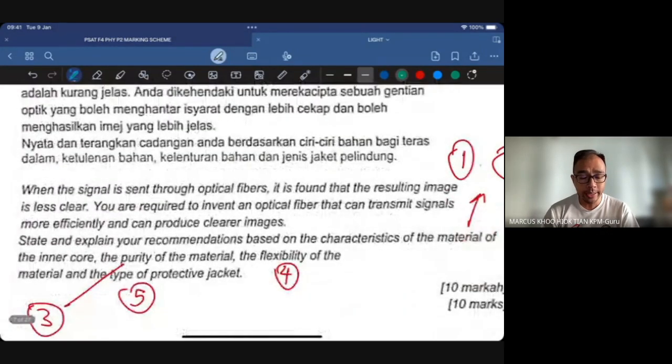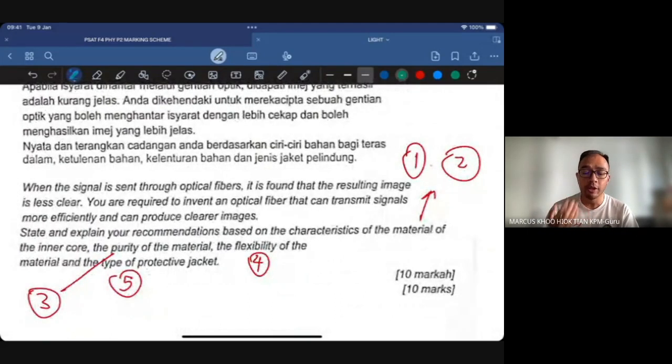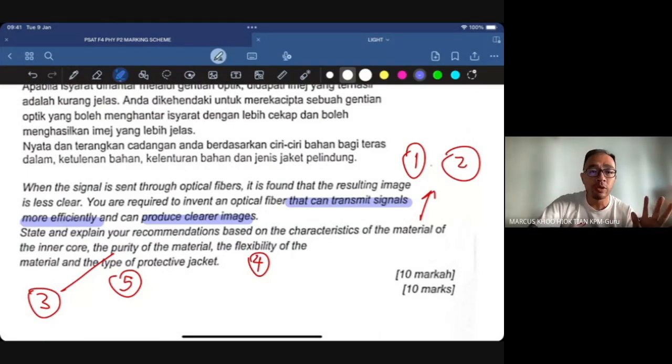When the signal is sent through the fibers, it is found that the resulting image is less clear. You're required to invent an optical fiber that can transmit signals more efficiently. Take note of this. You cannot write this in your answer, and produce clearer images. Remember that in the question, you cannot repeat it as the answer, as much as possible. Actually, not even as much as possible. So be aware of the answers that you cannot use.